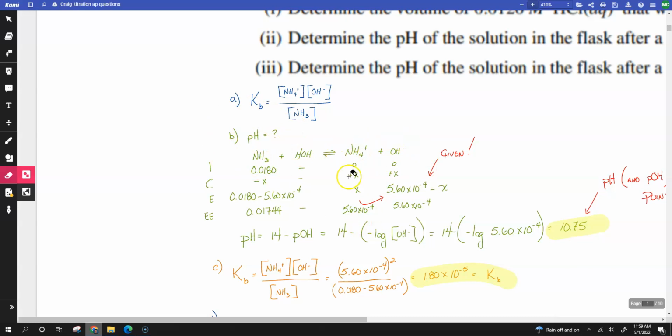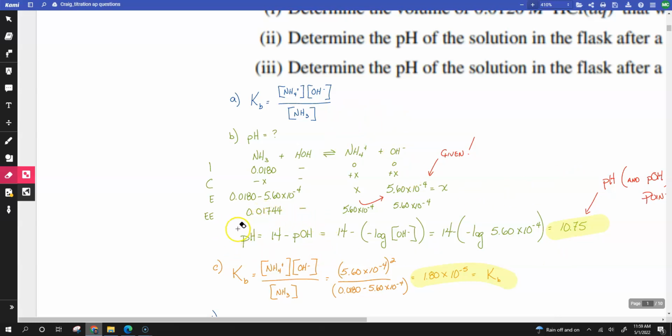But again, we started off with no ammonium or any hydroxide. Again, that concentration that was given to us is at equilibrium. Therefore, that is the value for X. Therefore, later on, when we calculate the Kb, we must subtract that from our initial concentration. So always be thinking about what steps are going to be coming in the future here.